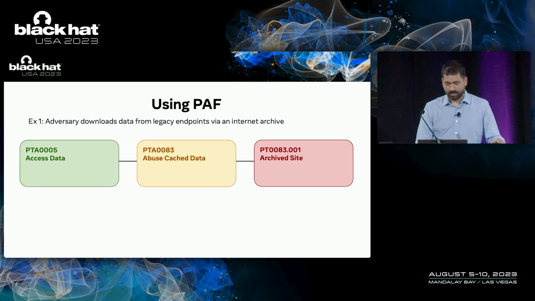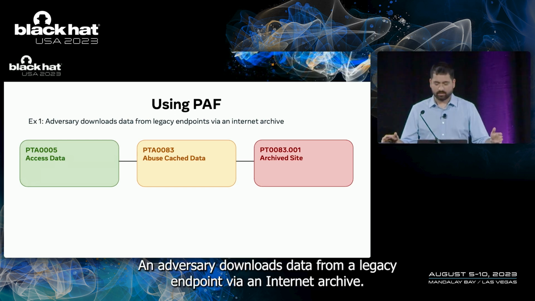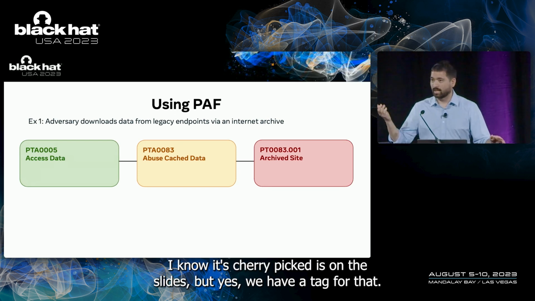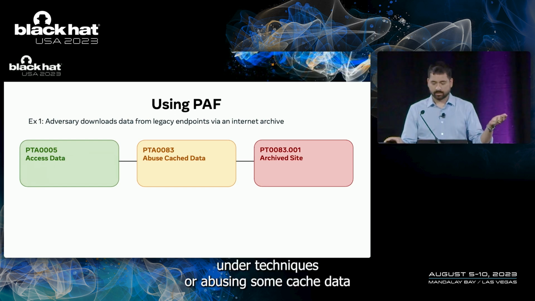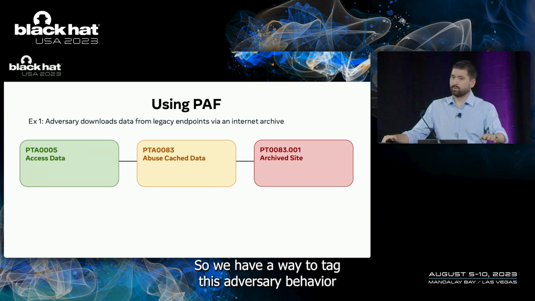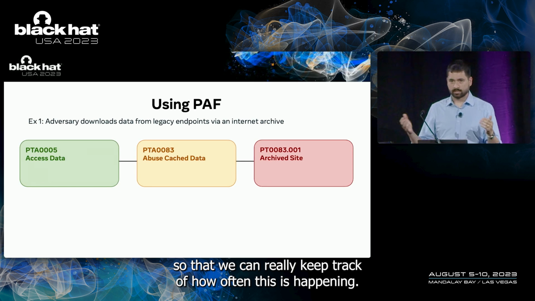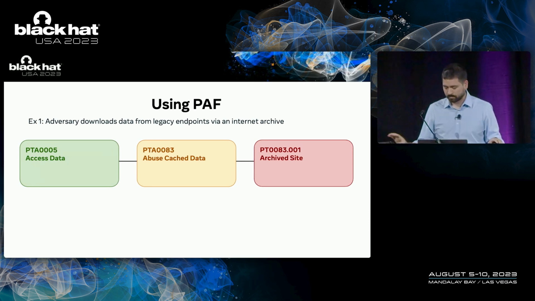Pretty simple one. Let's take that example that just happened to be on the slide earlier. An adversary downloads data from a legacy endpoint via an internet archive. I know it's cherry-picked, it's on the slides, but yes, we have a tag for that. Under tactics, the adversary is accessing data. Under techniques, they're abusing some cache data. And then under sub-techniques, they're doing this via an archive site. So we have a way to tag this adversary behavior so that we can really keep track of how often this is happening and look at remediations for this particular behavior.